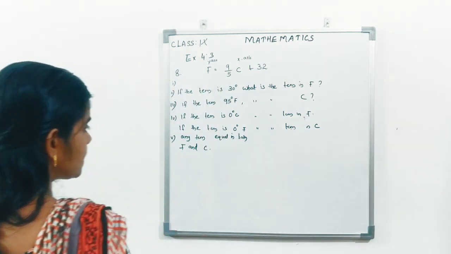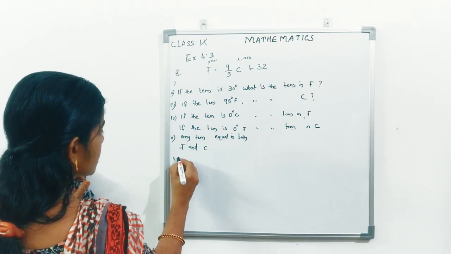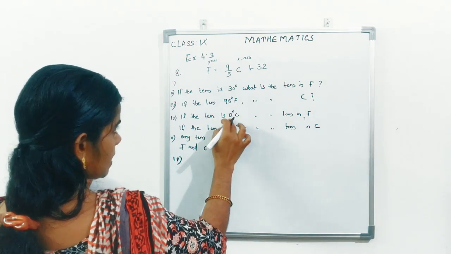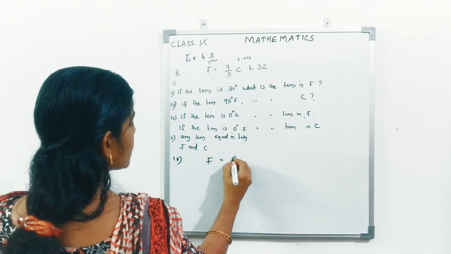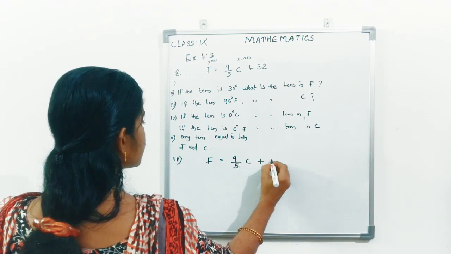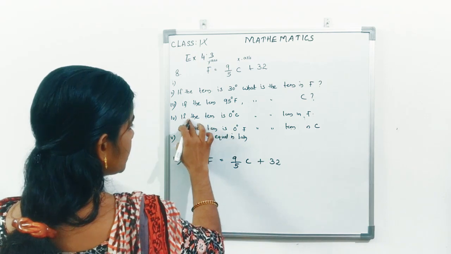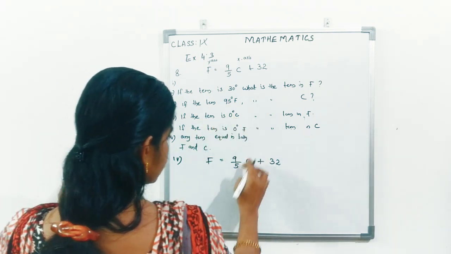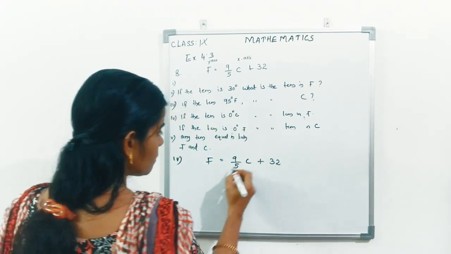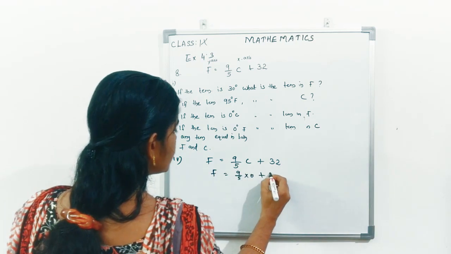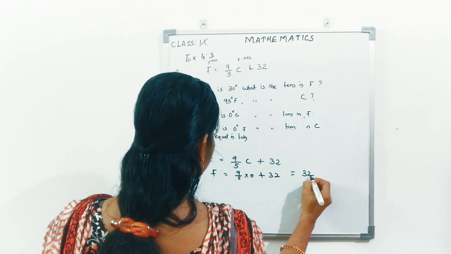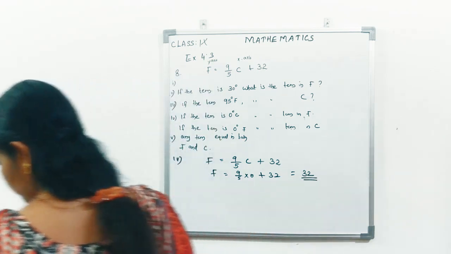What is the fourth question? If the temperature is 0 degrees C, what is the temperature in F? Again, F is equal to 9 by 5 C plus 32. The temperature given is 0 degrees Celsius, so the Celsius part is 0. Then F is equal to 9 by 5 into 0 plus 32, that is equal to 32. The temperature will be 32 F.